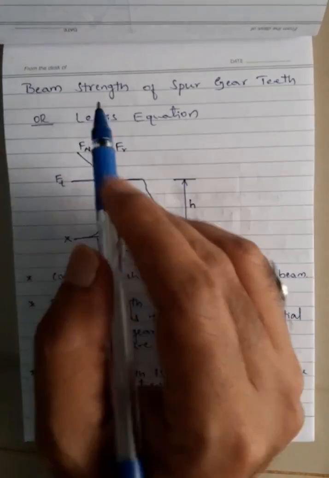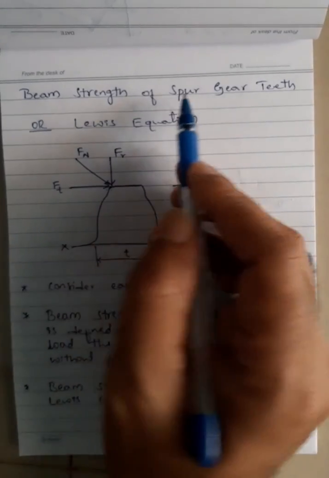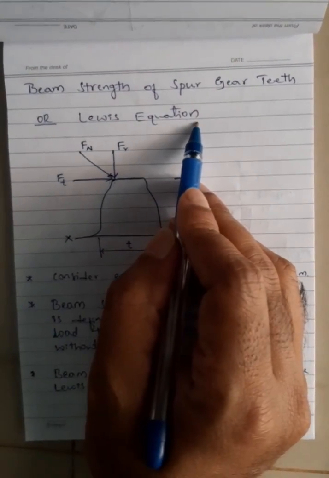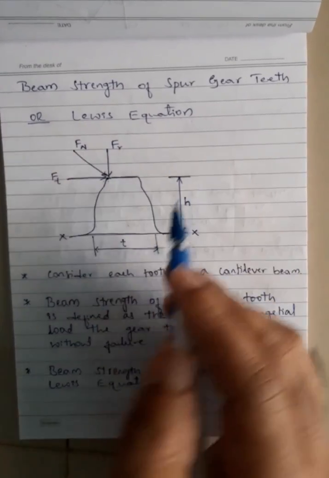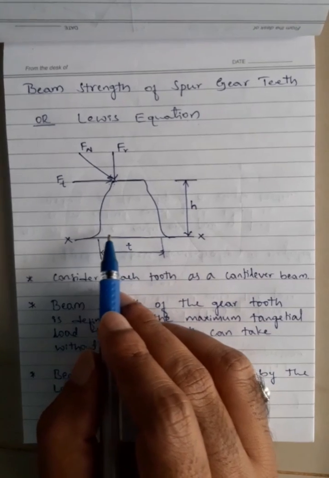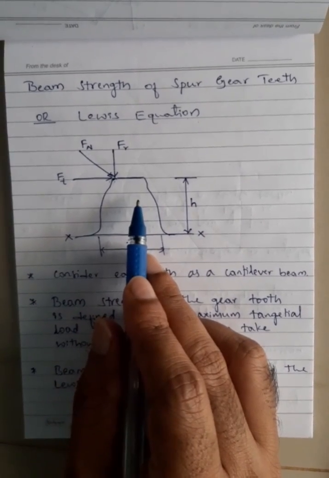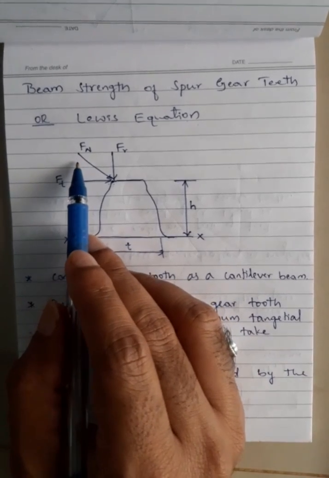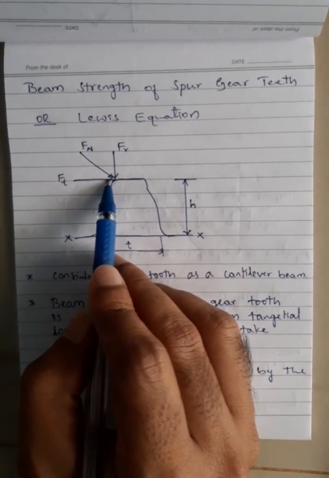Today we are going to discuss the beam strength of spur-gear teeth, or the Lewis equation. To understand beam strength of a spur-gear tooth, consider each tooth as a cantilever beam loaded by a normal load Fn.